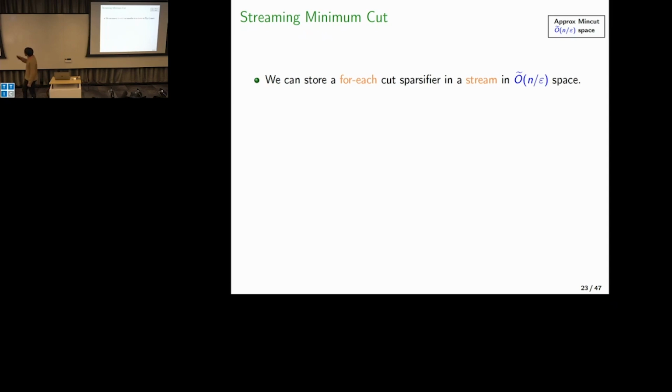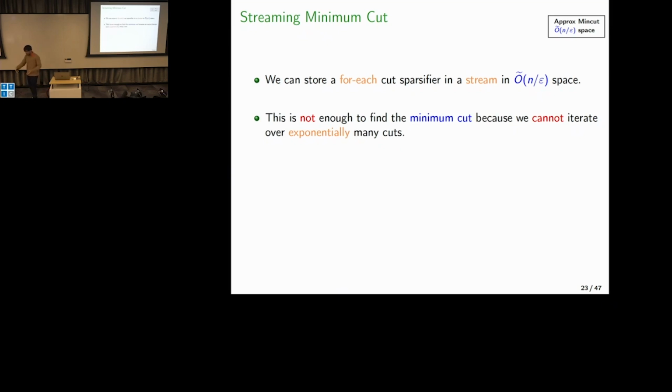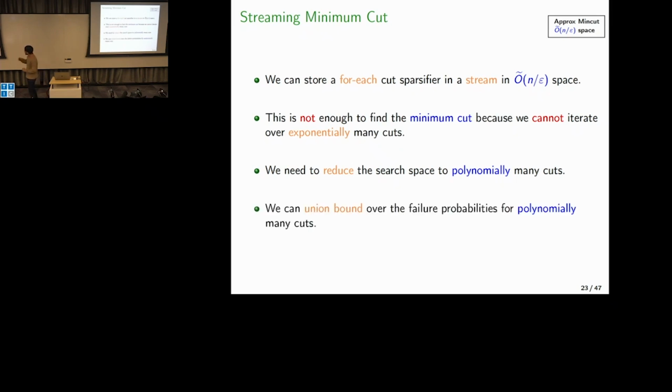And we've stored the for-each sparsifier in this much space. But this is not enough to solve min cut because we cannot iterate over exponentially many cuts and hope that all of them are preserved. So we somehow need to reduce the search space from exponentially many cuts to polynomially many cuts. And once I just have to deal with polynomially many cuts, I know I can do it using a for-each sparsifier because I can take a union bound over polynomially many cuts. Right? So how do we do this sort of reduction?